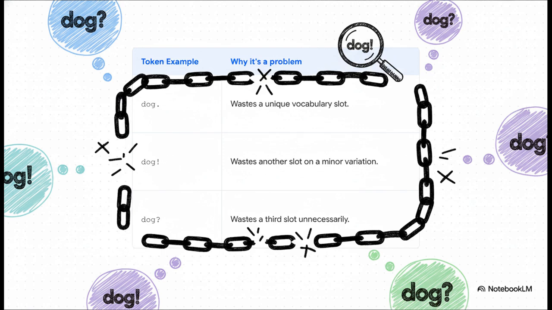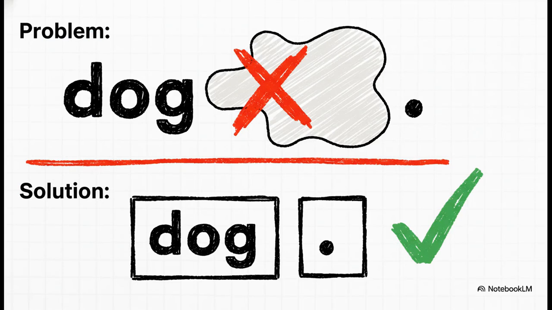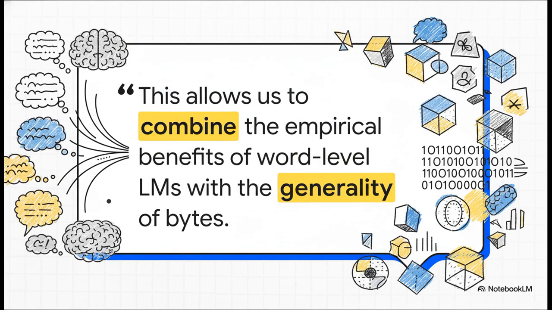That's just super inefficient. The fix was, again, super simple but so smart, they just added a rule. Don't let the BPE process merge across character types, so don't combine letters with punctuation. That's it. Suddenly dog is its own token, and the period is a separate one. Way cleaner, way more logical. And this quote from the actual 2019 paper just wraps it all up perfectly. "This input representation allows us to combine the empirical benefits of word-level LMs with the generality of byte-level approaches." In other words, they got the best of both worlds. They got a model that can think in word-like chunks, which is really powerful, but it's built on a foundation that can handle literally any text you can imagine.